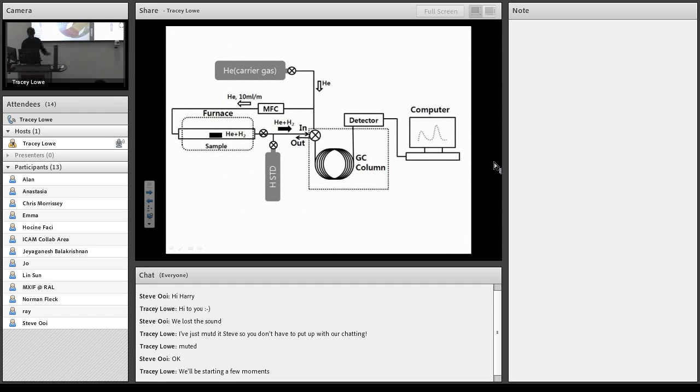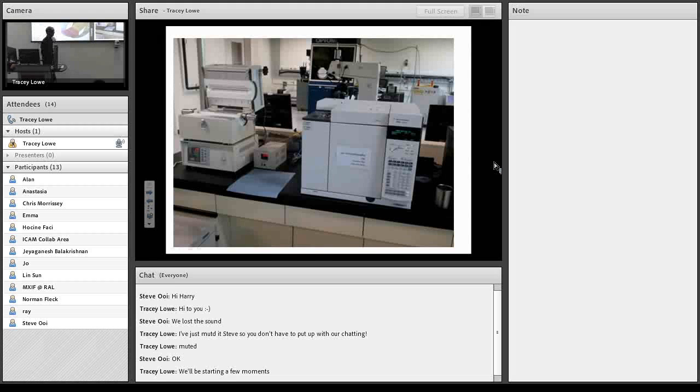And this is what the equipment looks like physically. This is your furnace, and this is the gas chromatograph, and there's a computer over there. So it's quite simple, but extremely accurate equipment. You're measuring in the carrier gas concentrations of 0.1 ppm or less of hydrogen in the helium gas.